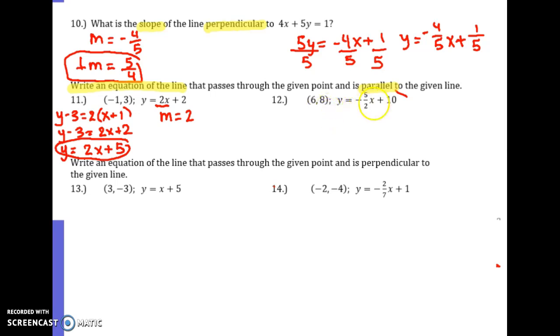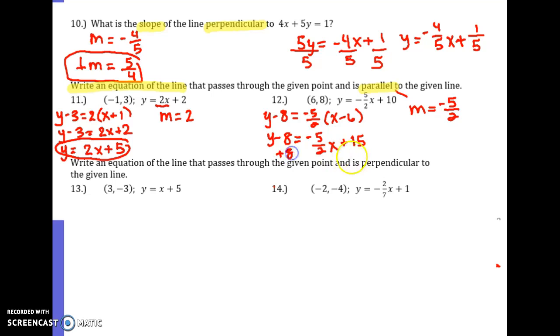I'll continue on. So parallel, our slope here is going to be negative 5 halves. It's going to be the same. We'll use our point. y minus 8 is equal to negative 5 halves times x minus 6. y minus 8 is equal to negative 5 halves x. And then negative 5 halves times negative 6 is 30 halves, which would be 15. Then we add 8 to both sides for our final answer of y is equal to negative 5 halves x plus 23. There's our answer.